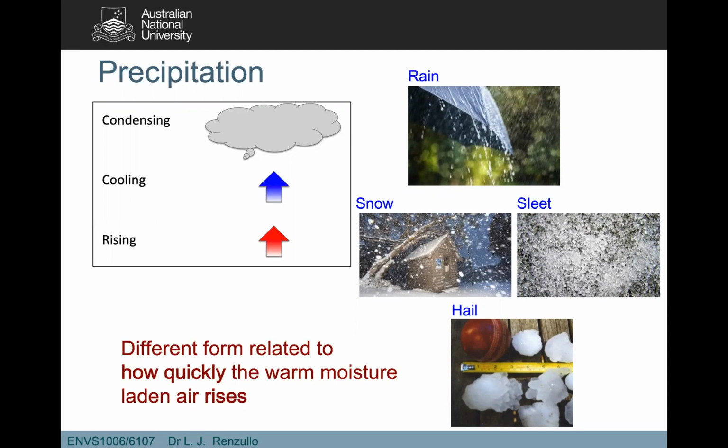snow and hail. And how they form really is a function of how quickly the warm, moist air is risen and the processes resulting in that fast lifting that leads to these different forms of precipitation. But all you really need to understand, I think, for this lecture is that the temperature of the air is reduced to a point where that air can no longer hold the moisture and it forms precipitation.